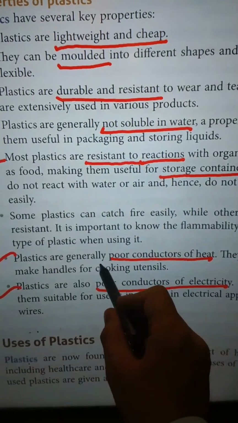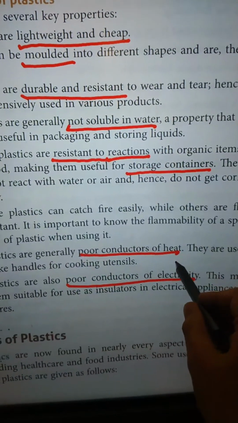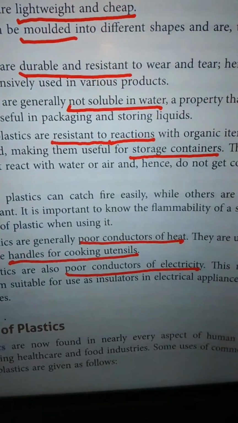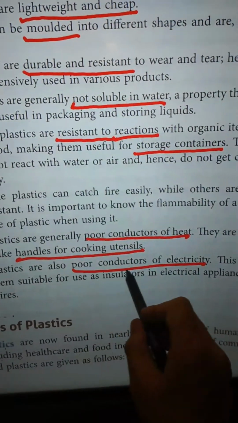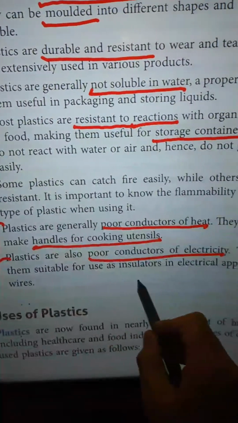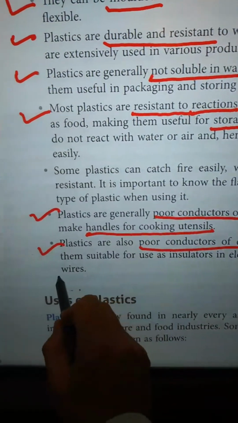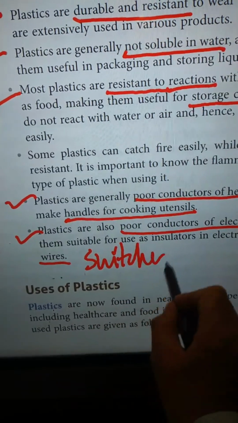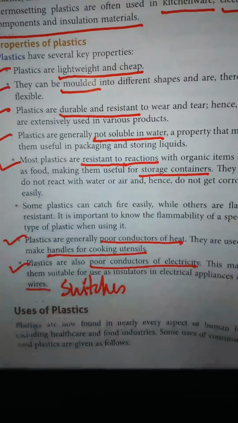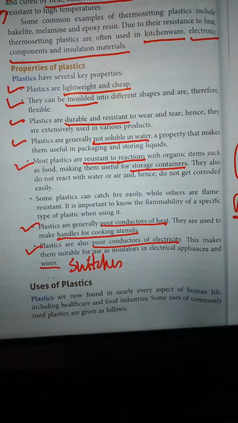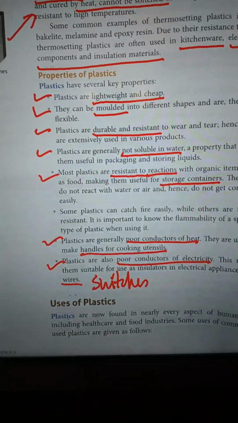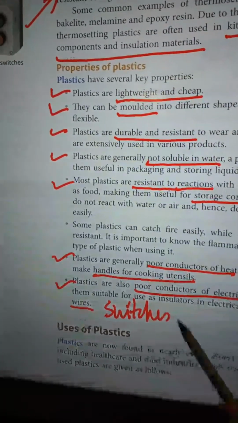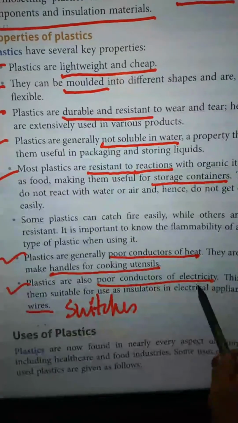This is important. Plastics are bad conductors of heat. Therefore, they are used to make handles of cooking utensils. And they are poor conductors of electricity, that is why they are used in switches and electric wires. Why are the switches made up of plastic? Because they are poor conductors of electricity. So when we use an electric switch, we do not get an electric shock.